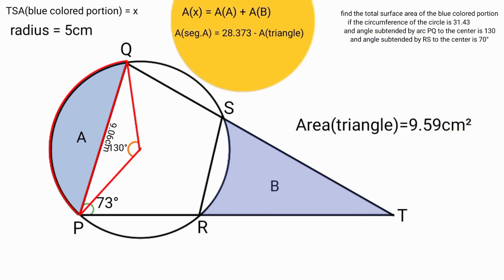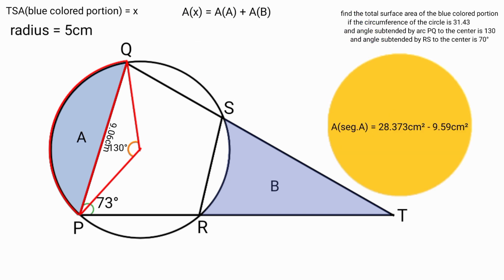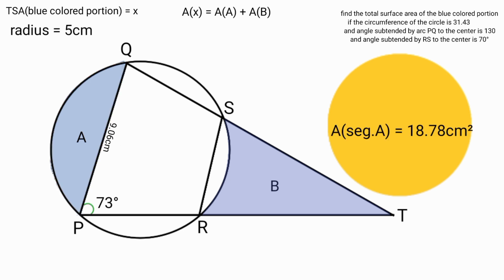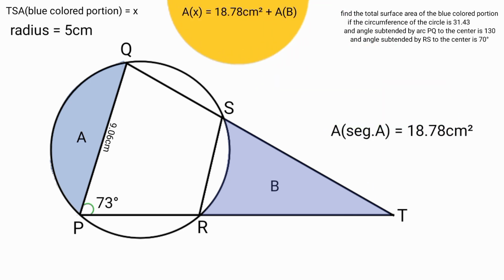So substituting here now, area of segment A equal to 28.37 centimeters squared minus 9.59 centimeters squared, which is equal to 18.78 centimeters squared. So area of segment A now equal to 18.78 centimeters squared. Substitute it here now. Area of X equal to 18.78 centimeters squared plus area of B.